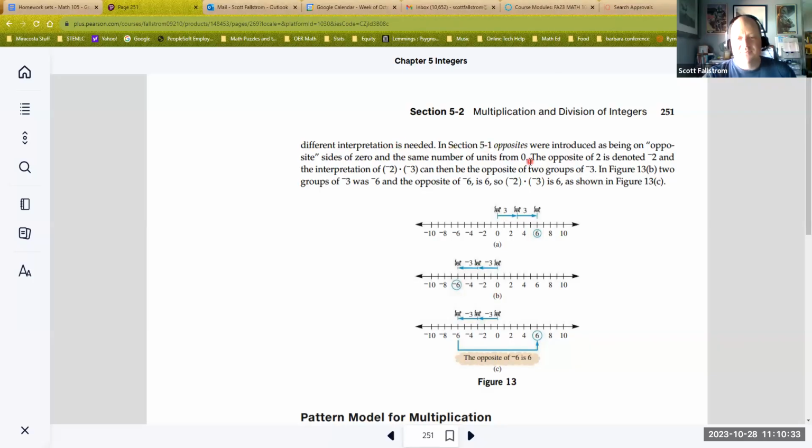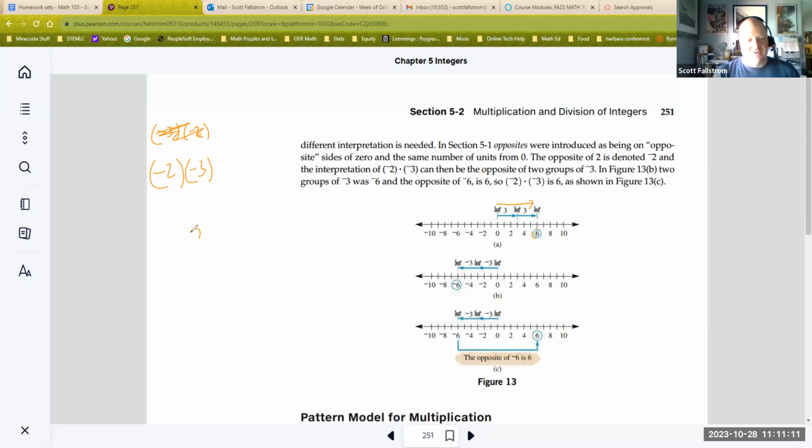Let's see here. And then the negative times a negative, what they're doing, again, they're playing a little bit of a game because they're saying -3 times -2, or -2 times -3, whichever one they had. They had -2 times -3. So what they did is they said, well, why don't we do 2 groups of 3? And so they did 2 groups of 3, which would be 2 times 3 right over here, right?